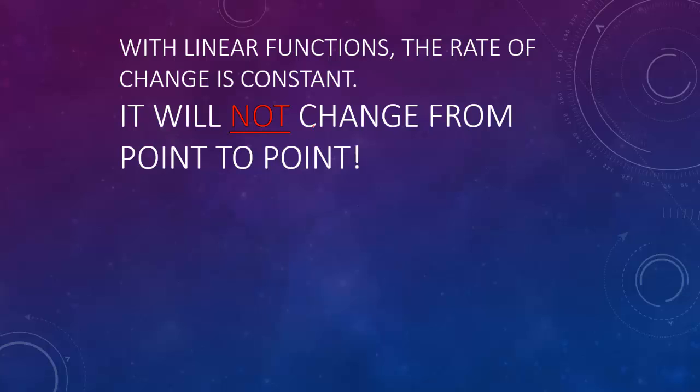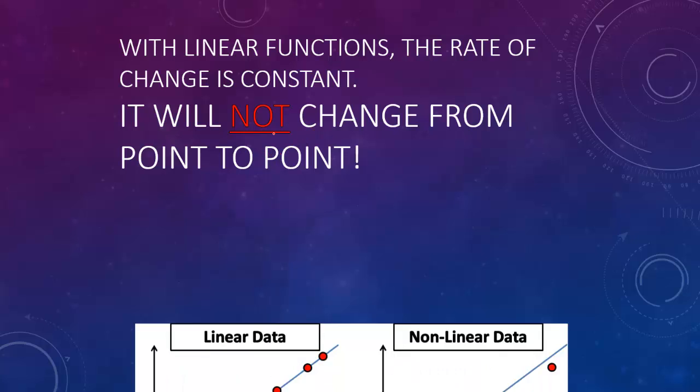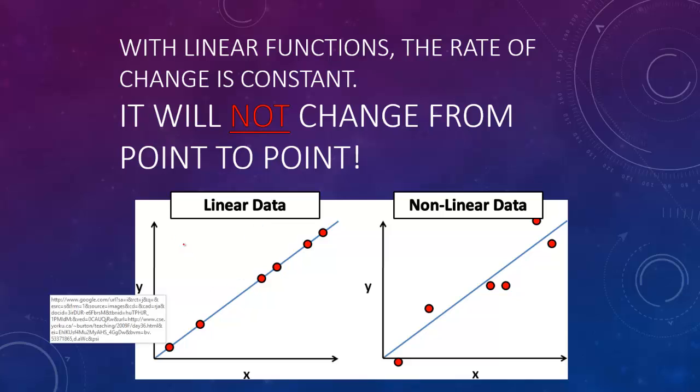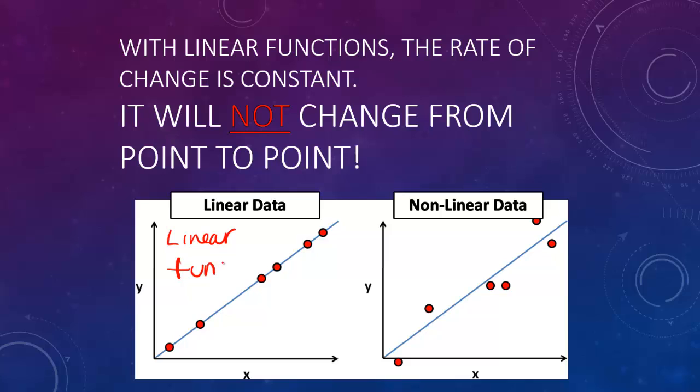Okay, now, with linear functions, the rate of change is constant. It will not change from point to point. So this is a linear function, okay, because everything forms a nice straight line. This is not a linear function, because your points are all over the place.